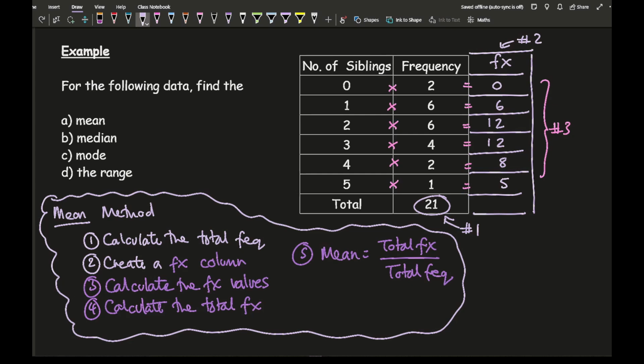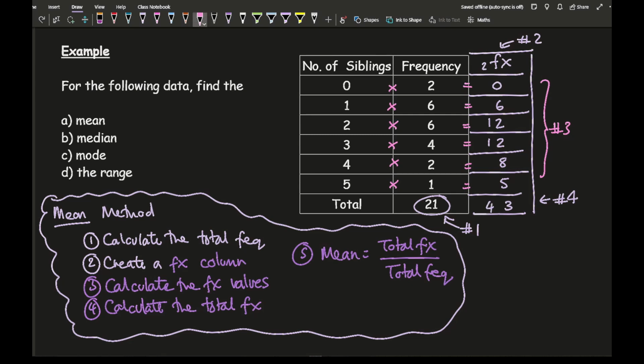So we now just need to add up our fx column. So this is going to be step 4. So here I've got 6 plus 12 plus 12, which is 30, plus 8, which is 38, plus 5, which is 43.